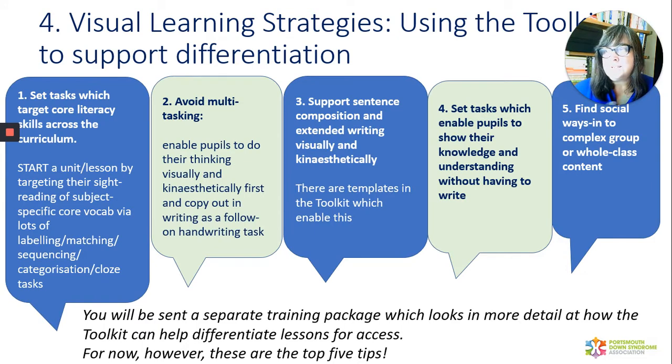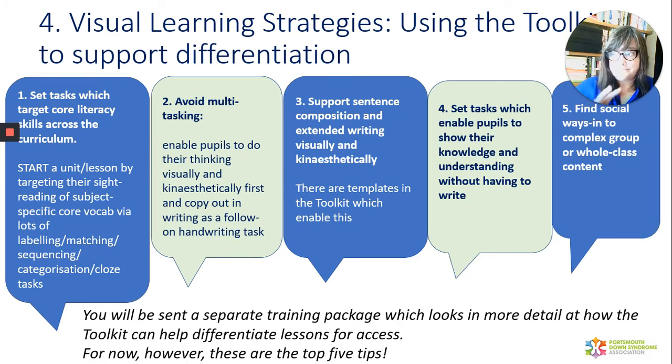First of all, to set tasks which target core literacy skills pretty much across the curriculum. The toolkit comes with a separate chapter, if you like, on numeracy, on maths work, but largely across the curriculum to come at differentiation and planning for access from the perspective of, first of all, targeting their sight reading. What are the core words, which core vocabulary is central to this lesson or this unit of work?